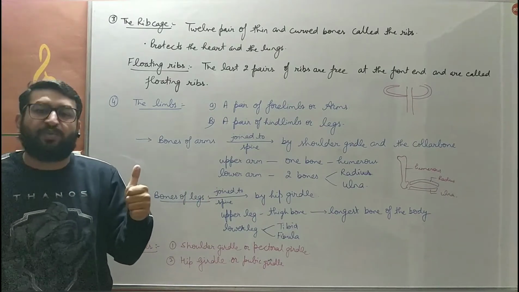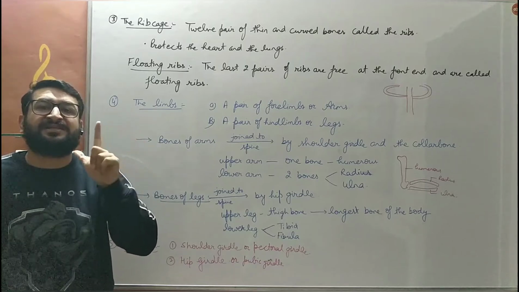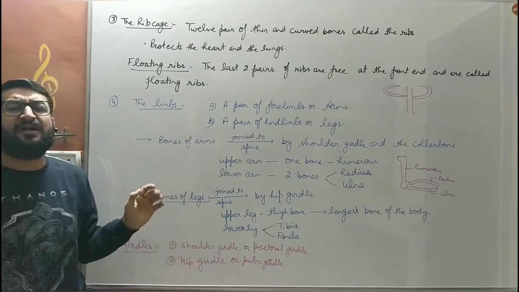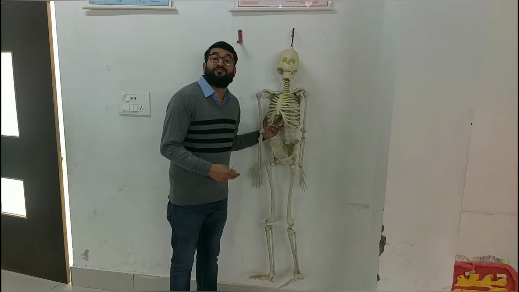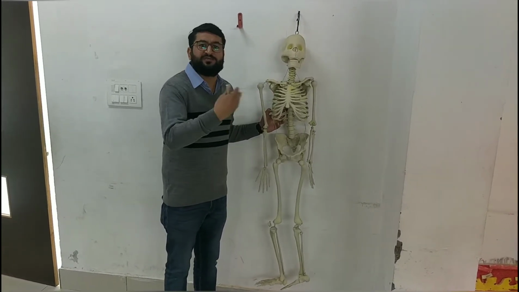Girdles help. One is the pectoral girdle, that is the shoulder girdle, and another one is the pubic girdle, that is the hip girdle. So that is the part of the human skeleton system. This is the skeleton system of humans in front of you. The main five parts which we will discuss one by one.